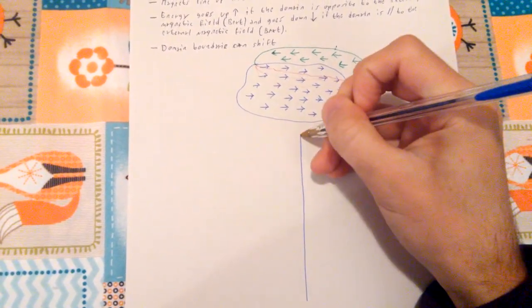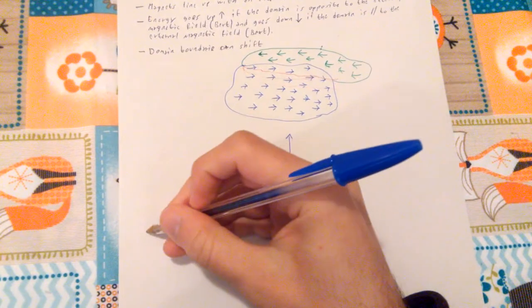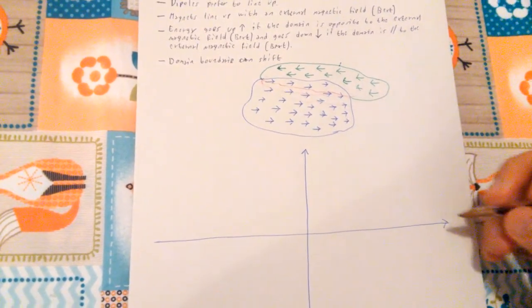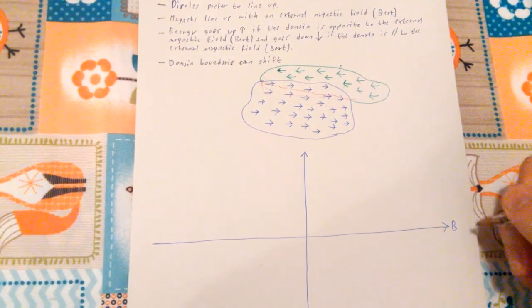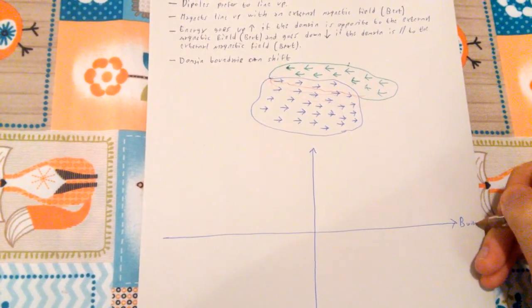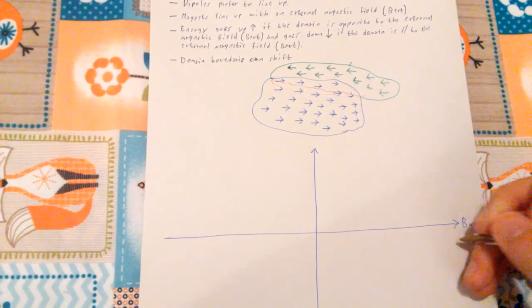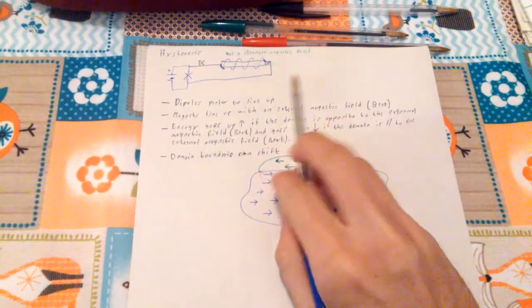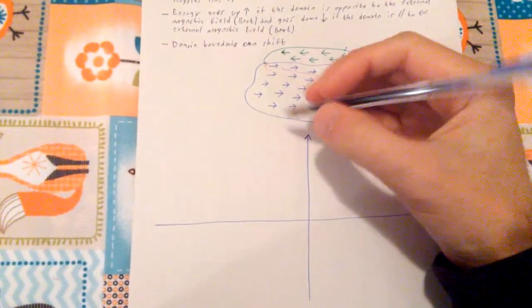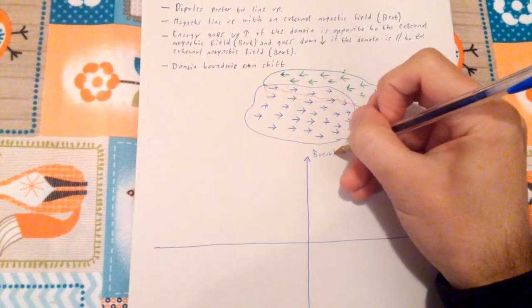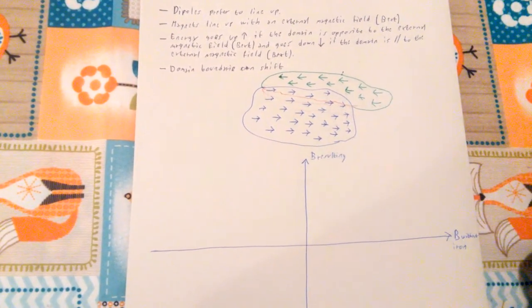So here in these axes I'm gonna have B, which is basically my magnetic field, but without the iron. So without this piece of iron. And here I'm gonna have my resulting magnetic field.